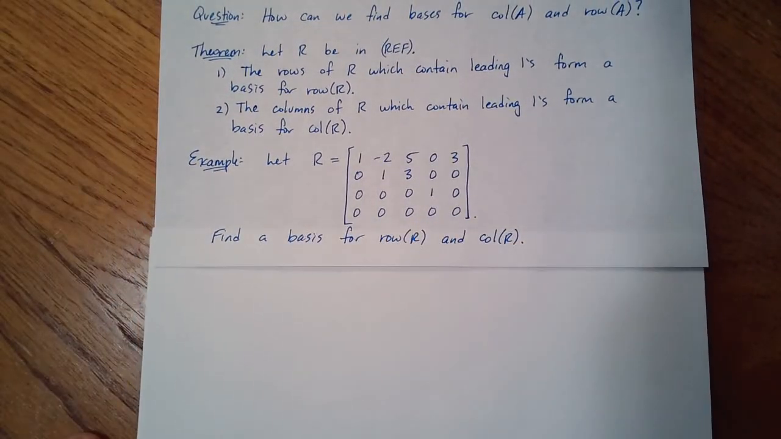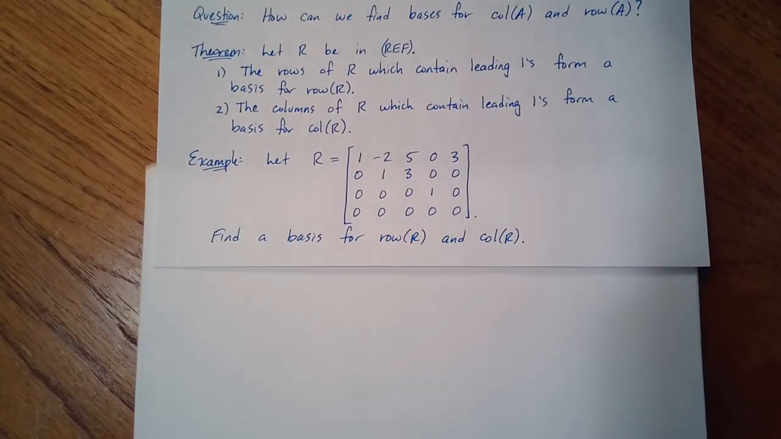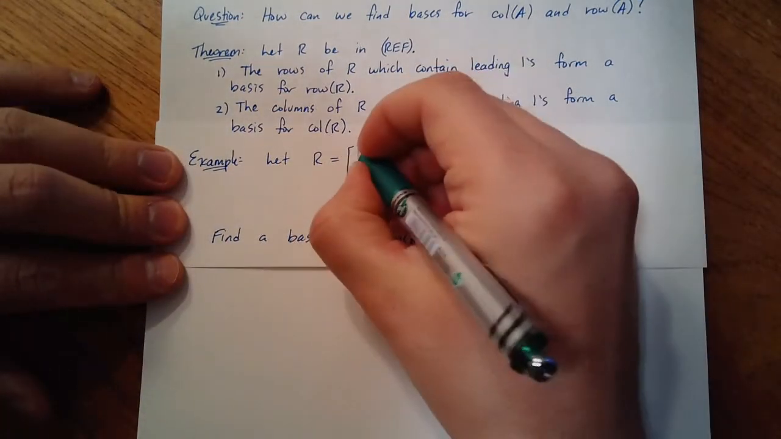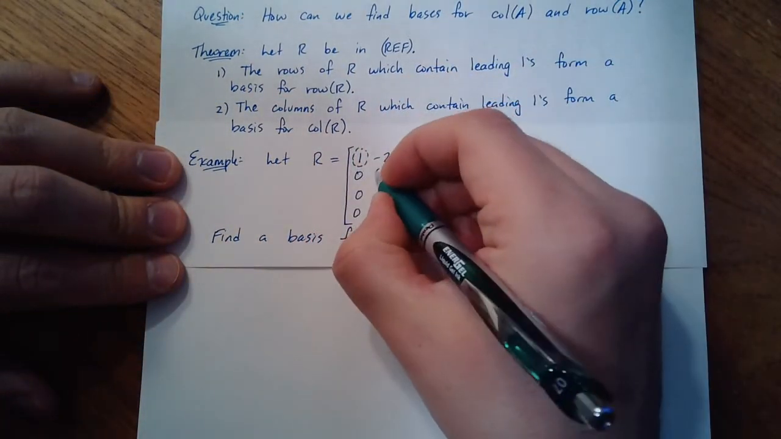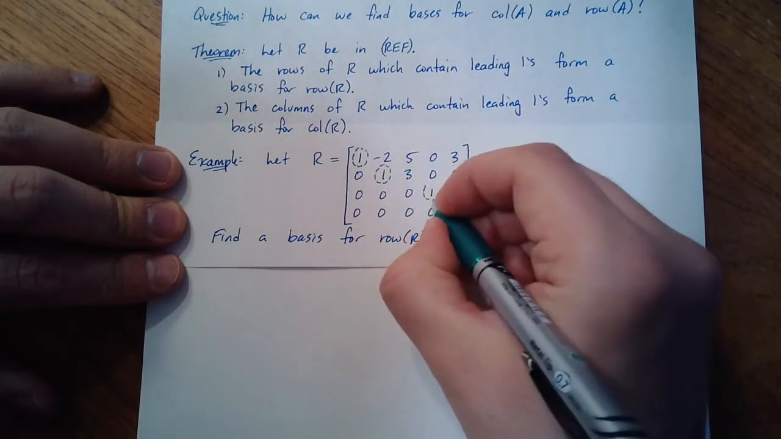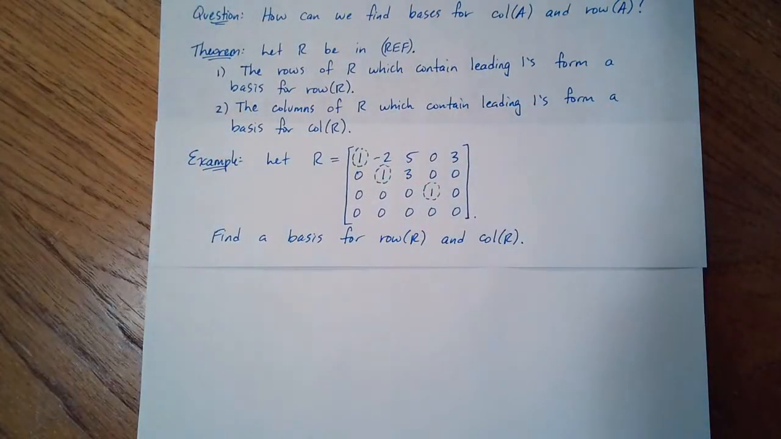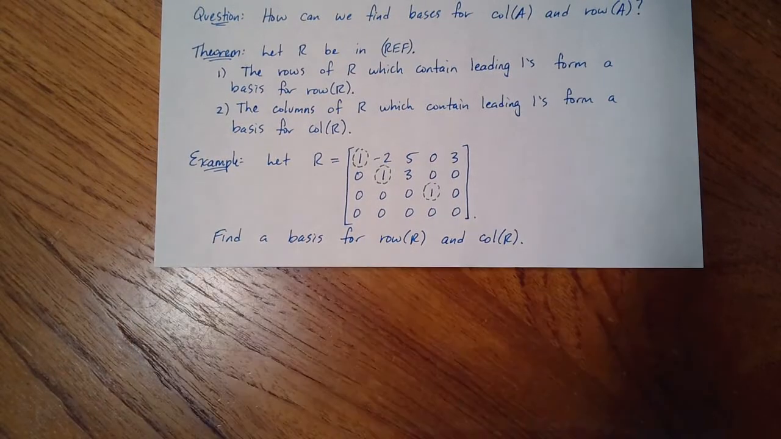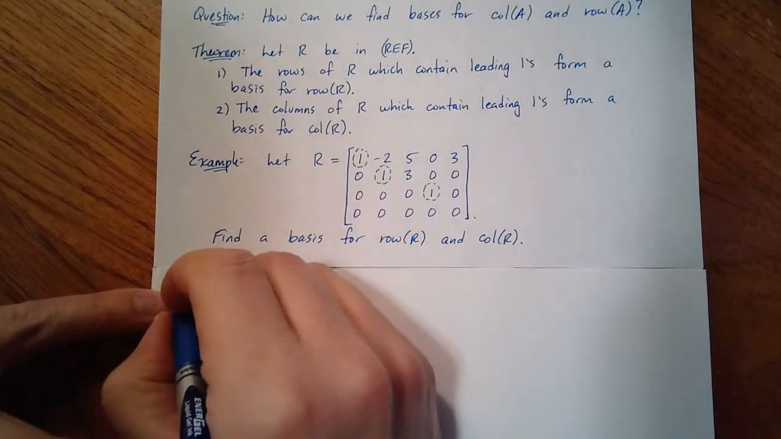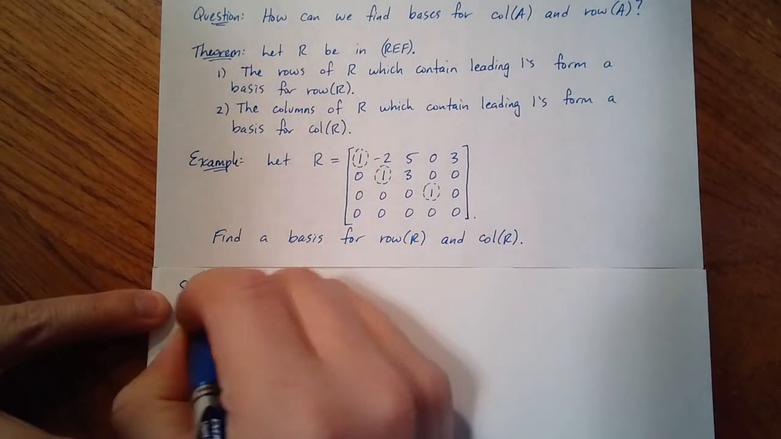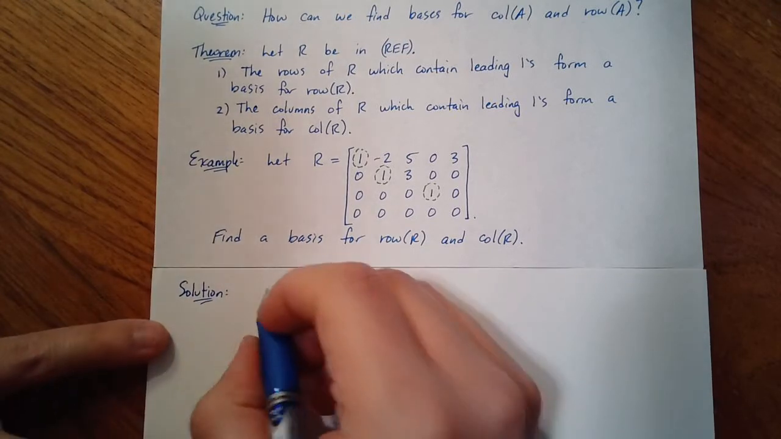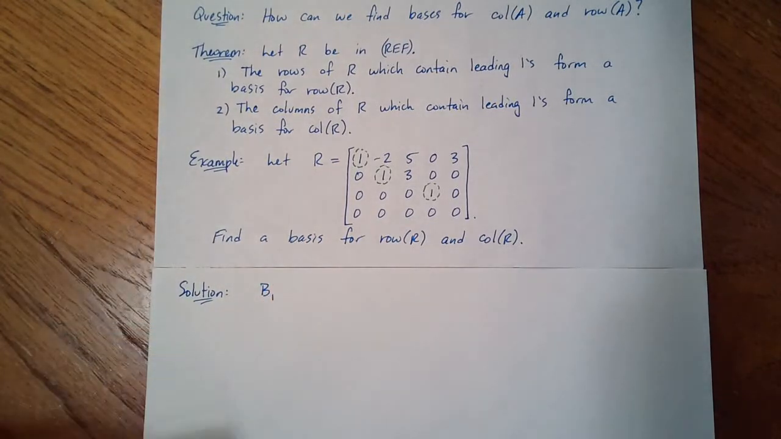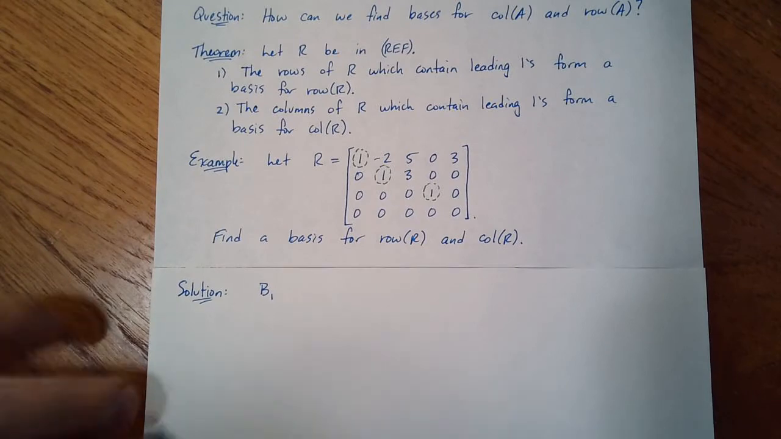Okay, so how are we going to do this? Well, just identify where the leading ones are. So we've got leading ones here, here, and here. So there's 3 leading ones. So the rows that contain leading ones, they will form a basis for the row space. And then the columns that contain leading ones, they will form a basis for the column space. So let's write that down. I'll use B1 because we're going to actually have 2 bases in this question. So let's index them with 1 and 2.